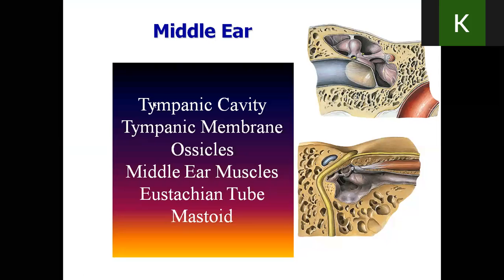So it contains a tympanic membrane. Actually, the tympanic membrane is a partition between the external ear and middle ear, but it is counted in the middle ear. Okay, and it has got a tympanic cavity inside, and the cavity contains the ear ossicles, which are called the bones of the ear, plus middle ear muscles, plus the Eustachian tube going from the middle ear to the nasopharynx, and plus the mastoid process connection through mastoid air cells, which is part of the temporal bone.